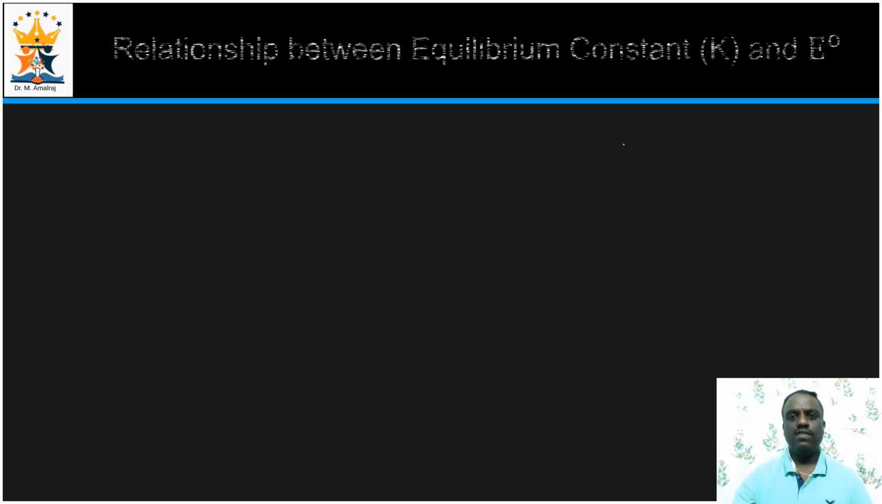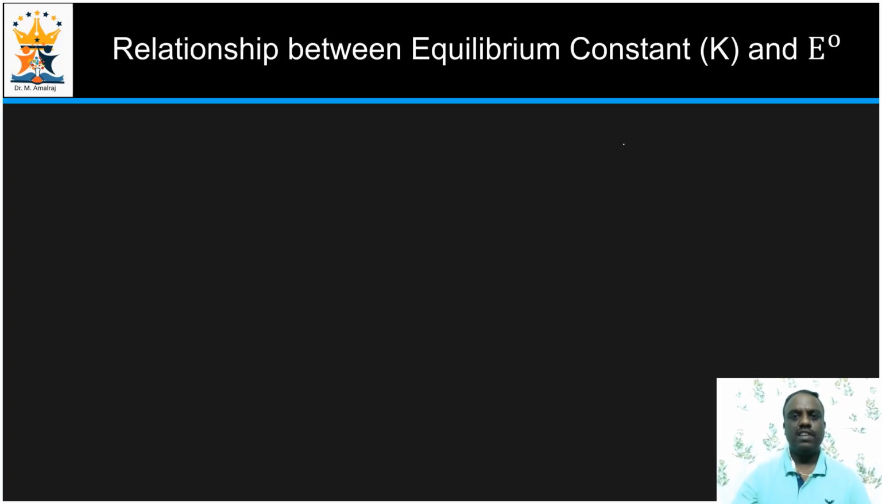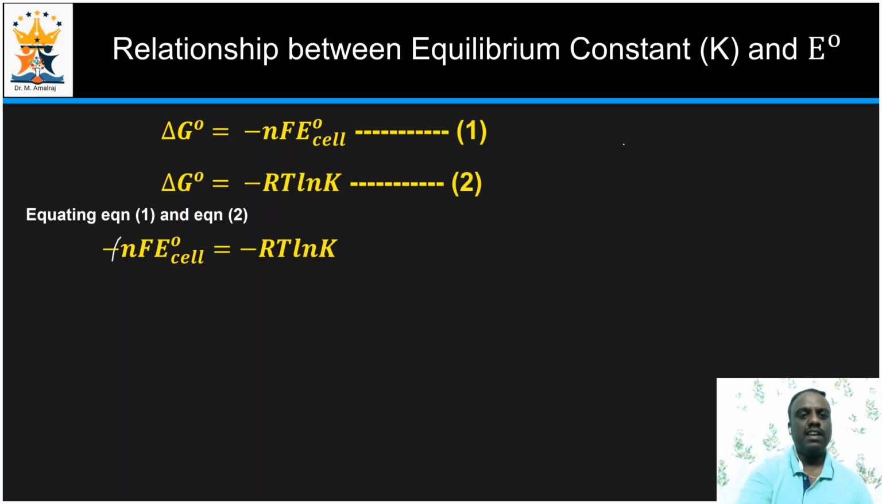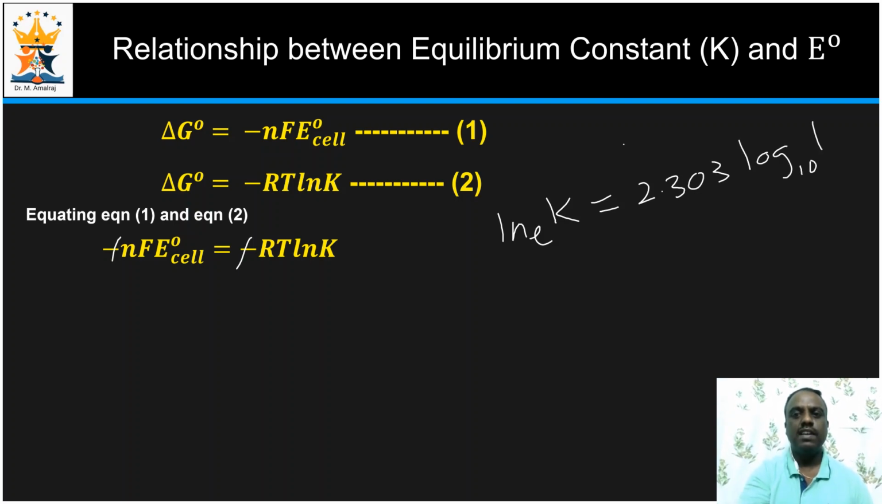We can also relate the equilibrium constant with E naught. Let us derive that. We have two expressions: delta G naught is equal to minus n F E naught, as well as delta G naught is equal to minus RT ln K. While equating these two, we can cancel the minus sign and we can convert the ln, the natural logarithm, into log to the base 10 by this expression: 2.303 log to the base 10 K.